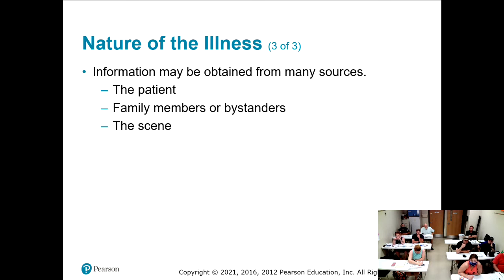Information we can obtain from a few different sources: the patient primarily, family members or bystanders if they're there, and then just looking at the scene. Our observations around the scene will help. We recently had a lady who eventually was successful. It ended up being a couple of days, but she took a bottle of Tylenol PM. She was 83 years old.